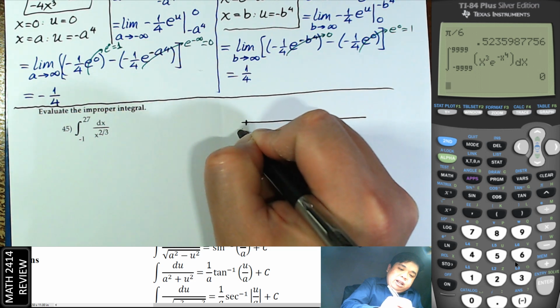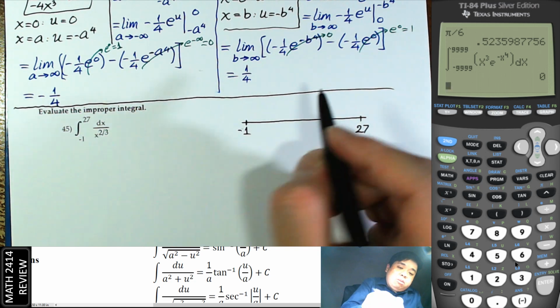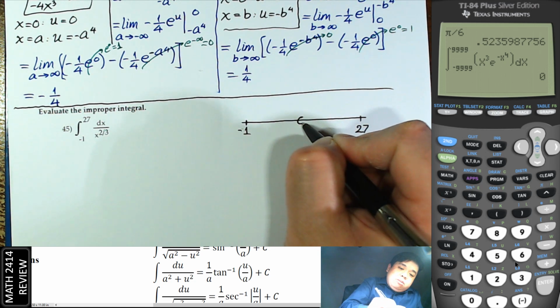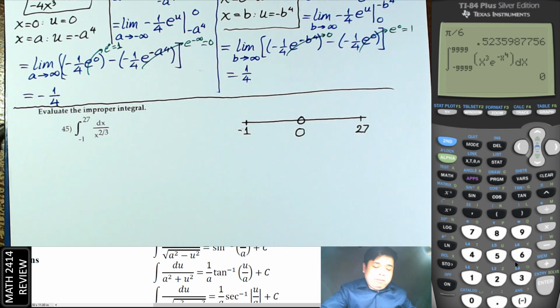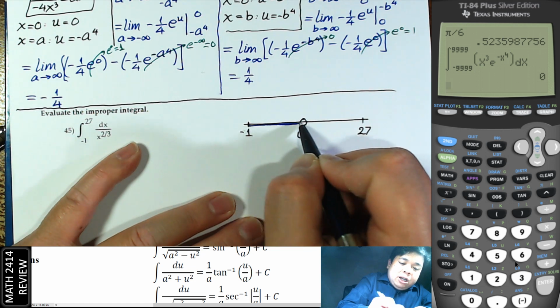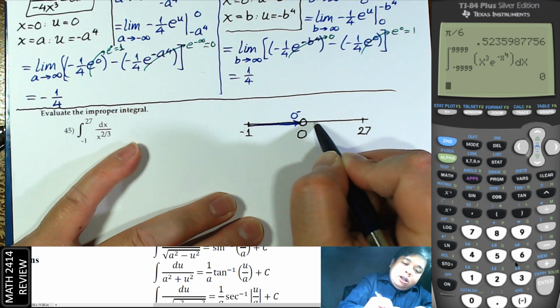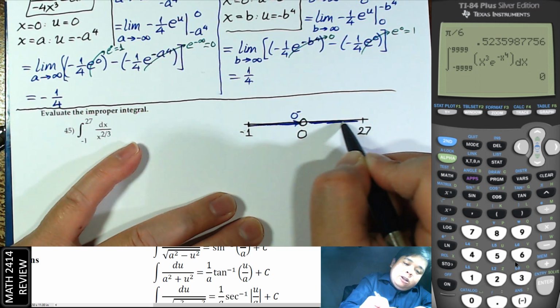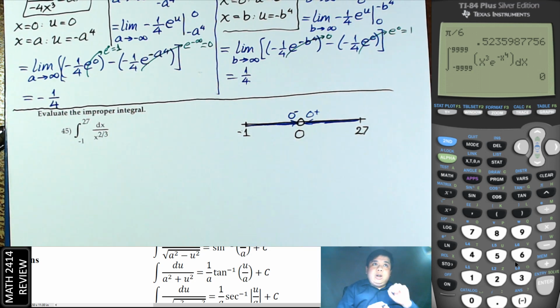The interval is from -1 to 27. The problem is it cannot be 0. On the left of 0 is fine, on the right of 0 is fine. So bottom line is we have to split this into one up to 0 on the left side, and from 0 on the right side to 27. So we have to split the integral in that case, to avoid the 0.